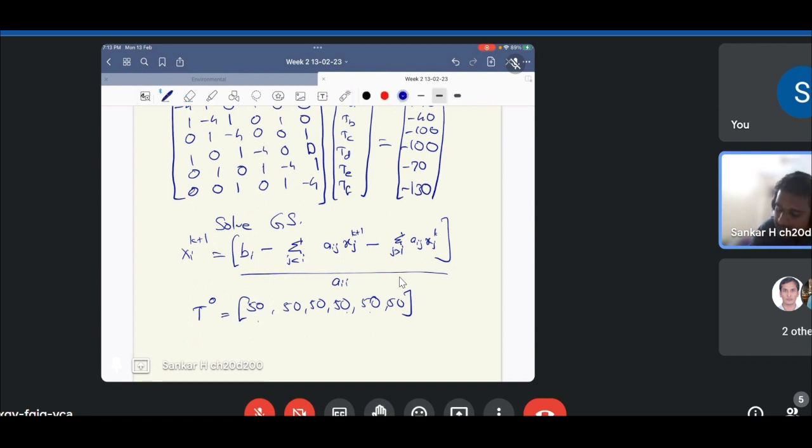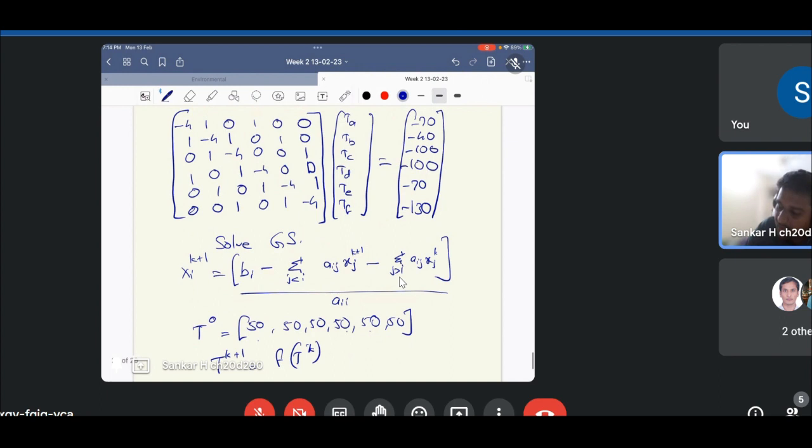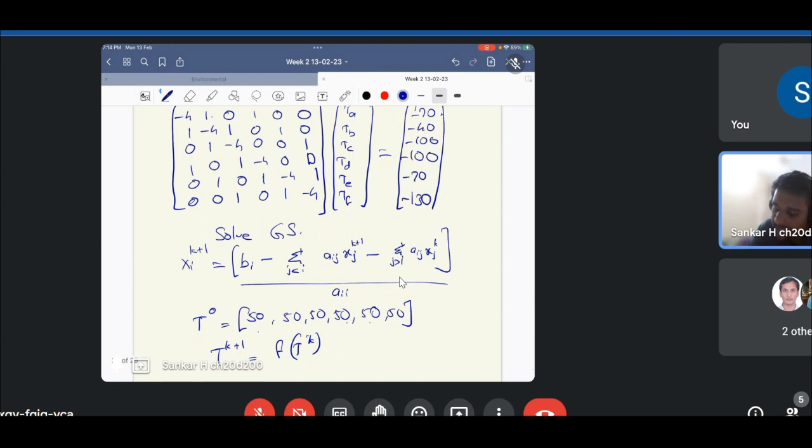So let me just explain the steps first. We are finding the answer for the temperature at the k plus first iteration using the temperature at the kth iteration. Basically, we are subtracting b minus a_ij x_j and dividing it by the diagonal element over here. So the Jacobi method does not have this term here. Whatever initial guess you start with, only that you subtract, b_i minus a_ij x_j, divided by a_ii.